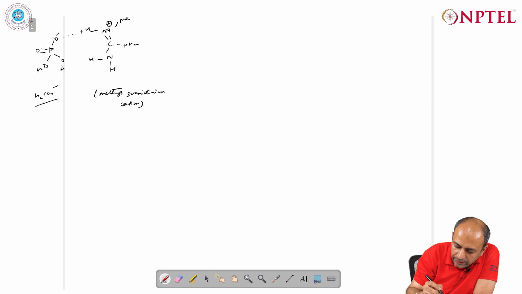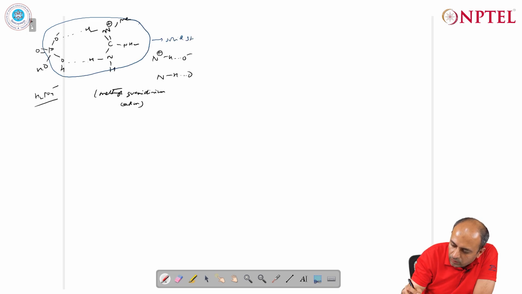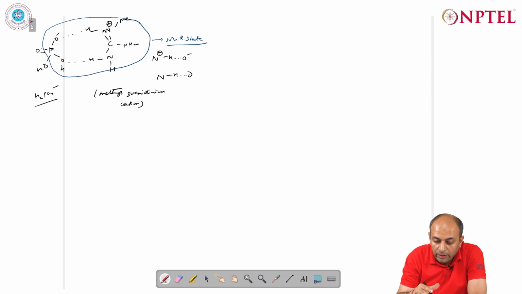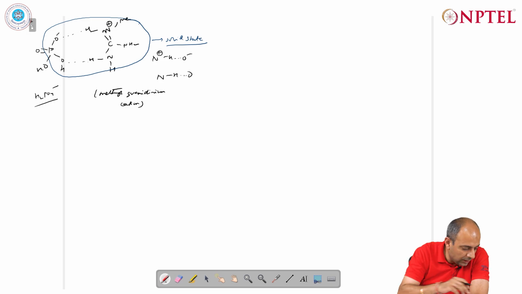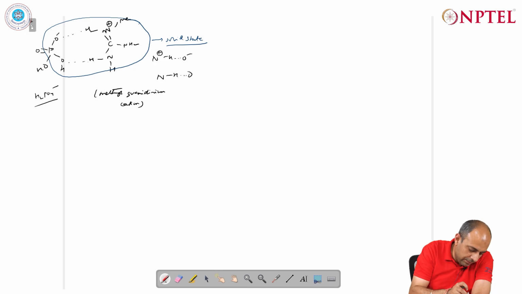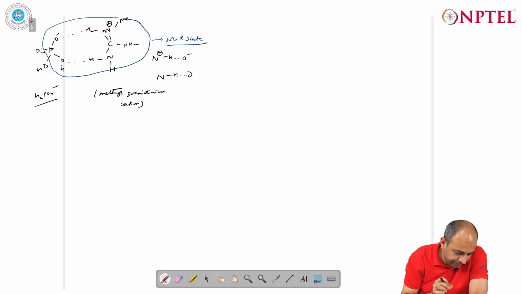So, there is strong hydrogen bonding, that is N+-H...O- and N-H...O. So you have these strong hydrogen bonds in the solid state. They are responsible for the strong affinity of the guanidinium moiety with the phosphate moiety, and there is a strong energetic stabilization because of these hydrogen bonds which exist between the species.